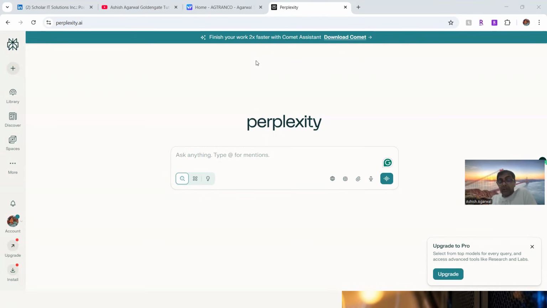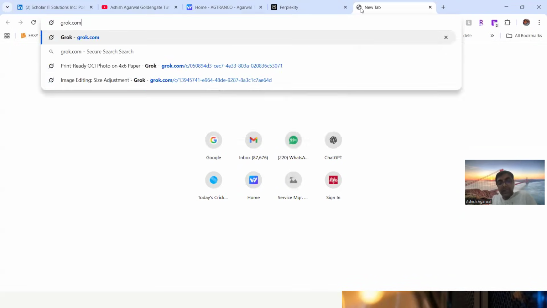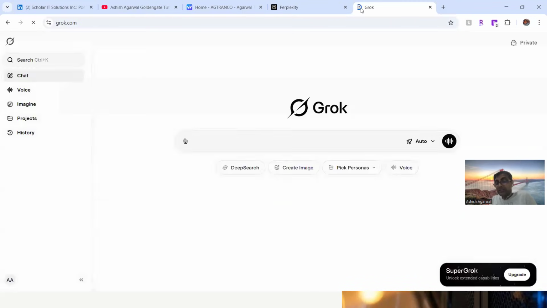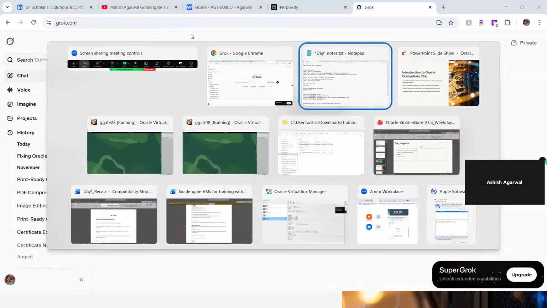Okay, and there is Perplexity, Grok, ChatGPT. So there are different AI tools available in the market. Grok.com, ask the questions. See, these are the tools which are there. So you should definitely try those if you haven't tried them yet. Okay, let us continue now.